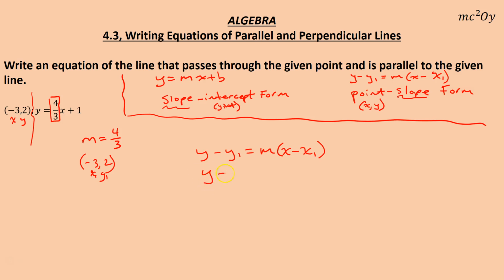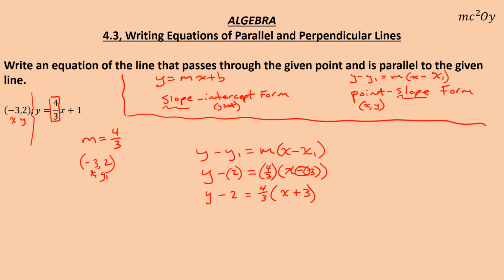So I go y minus 2 is equal to m, 4/3, times x minus x1. Notice I put everything in parentheses. Anytime you substitute, put parentheses. It'll save you headaches later on. It gets a little messy looking because sometimes, like here, the parentheses don't mean anything, so I just rewrite it afterwards. The 4/3 didn't do anything. However, right here, notice that's a double negative, which means plus.